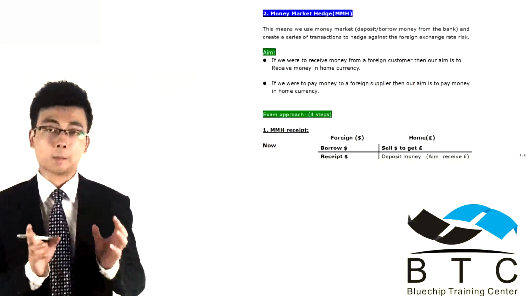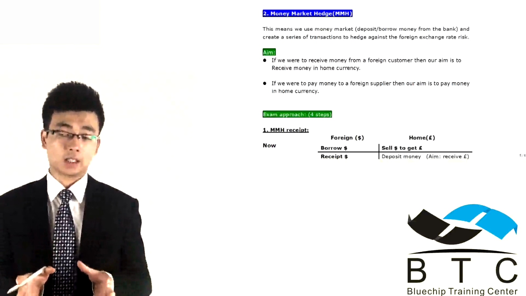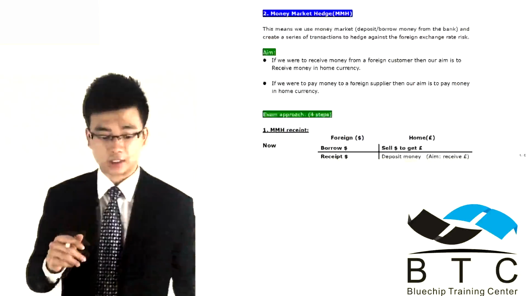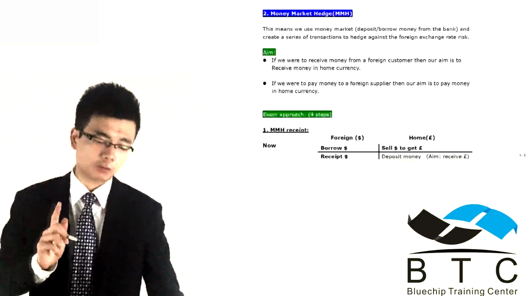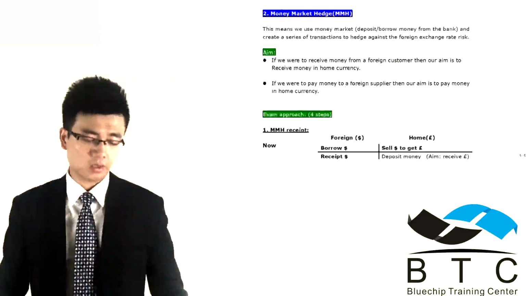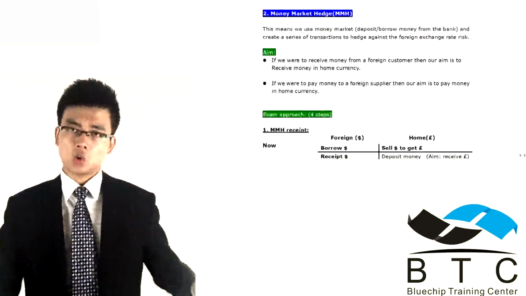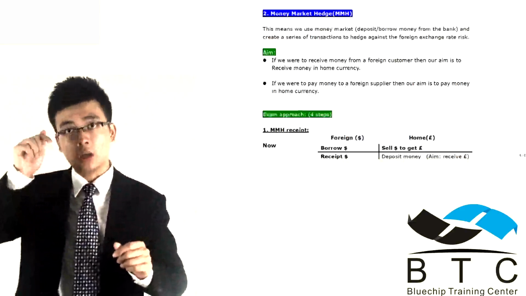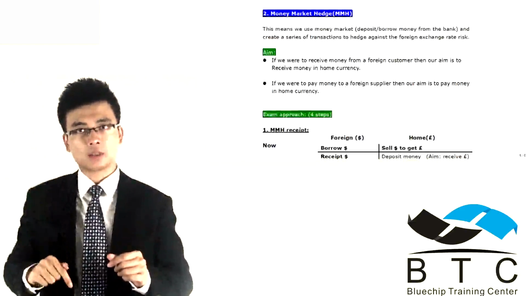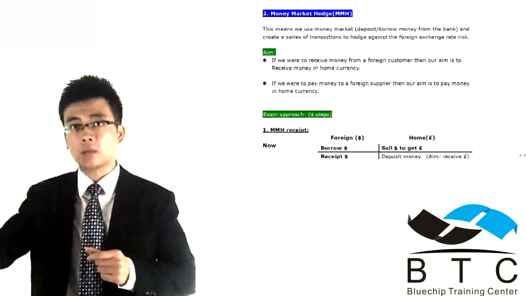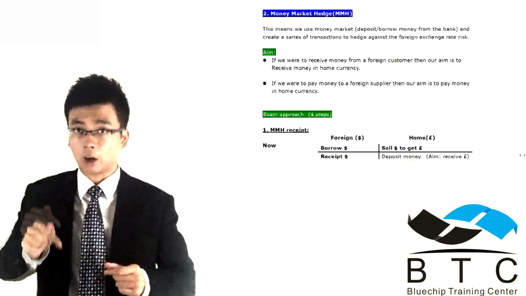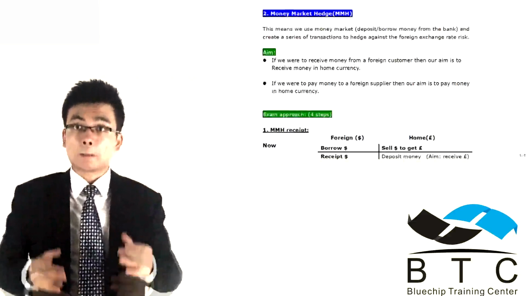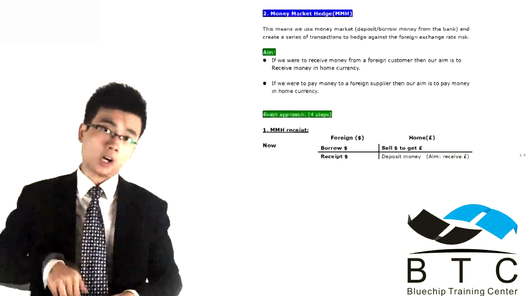So we are going to look at the money market hedge again under the foreign exchange rate risk hedging techniques, external hedge techniques. So what do I mean by money market hedge? Firstly, the aim of the money market hedge is that we are going to pay somebody not in foreign currency, but rather using our home currency. We're going to receive the money from the foreign customer, not in their currency, but rather in our home currency. So this is the aim of our money market hedge. We are going to pay something and receive something in our home currency.